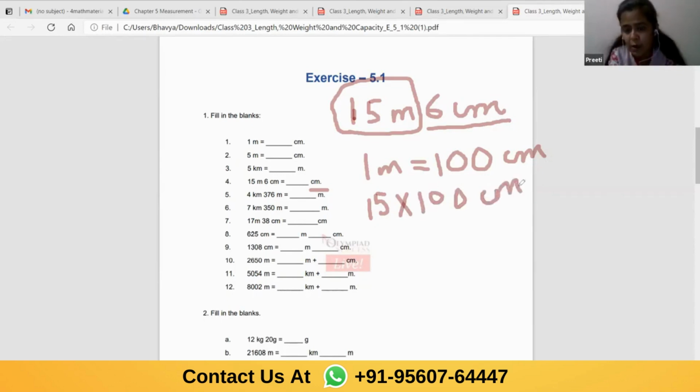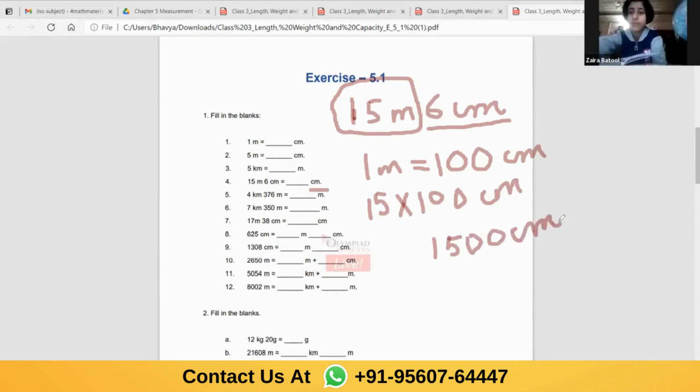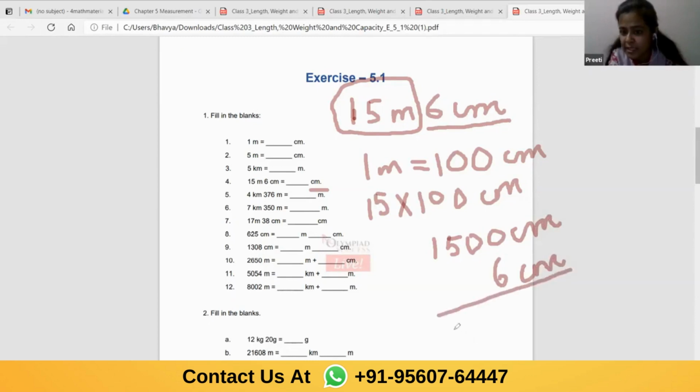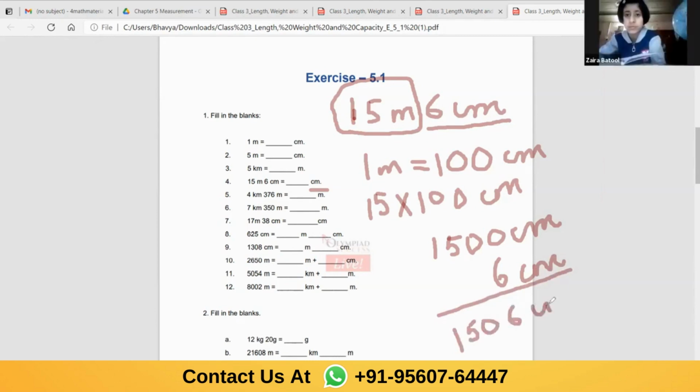Yes, ma'am. Okay. Now I have 1500 centimeters and I have 6 centimeters also. Both are in centimeters, Zaira? Yes, ma'am. Just add them up. That's it. And that is your final answer in centimeters. That is equal to 1506 centimeter. Is it clear? Yes, ma'am. Okay. I hope this is clear to everyone. If there is any doubt in this question, you can speak. Else, no talking. Ma'am, I have a question 7.